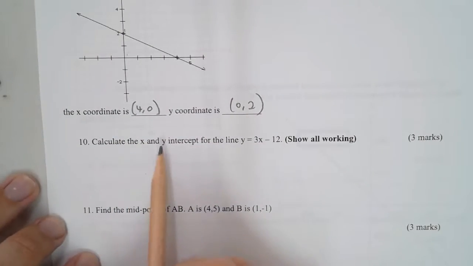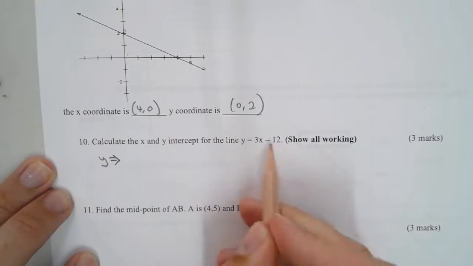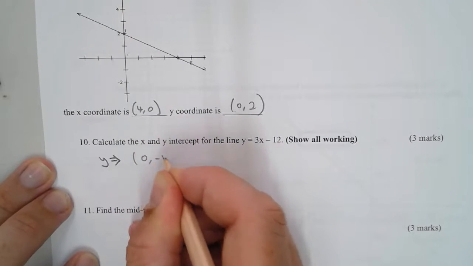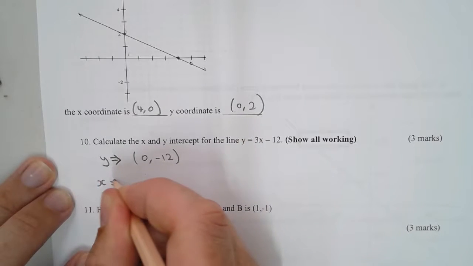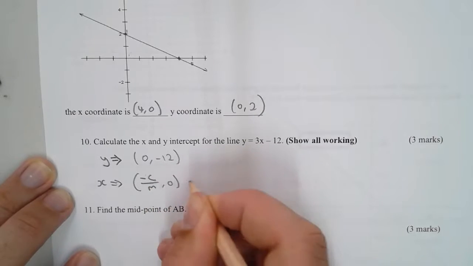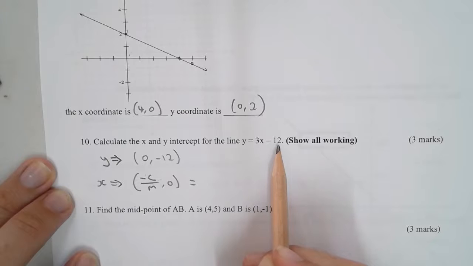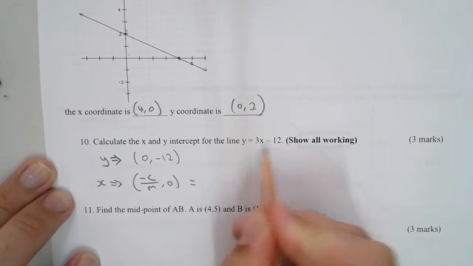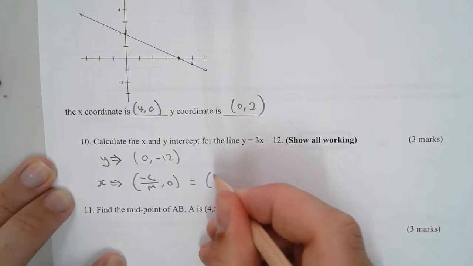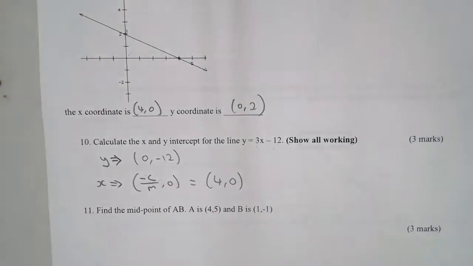Number 10. Calculate the x and y intercepts. Well, the y intercept is pretty straightforward. It ends in the minus 12, so it's 0, minus 12. Now to find your x-intercept, you could do minus c divided by m. So c is the last number, negative 12. So minus that becomes positive 12. So it becomes 12 divided by 3, which is 4, 0. So there's your marks there. The y-intercept is 0, minus 12, the x-intercept is 4, 0.